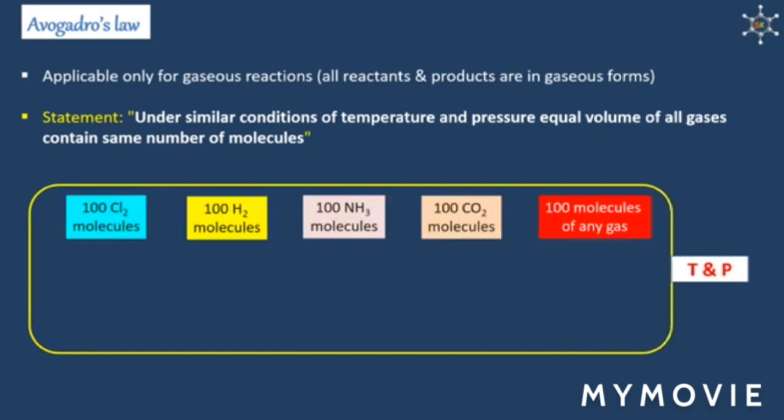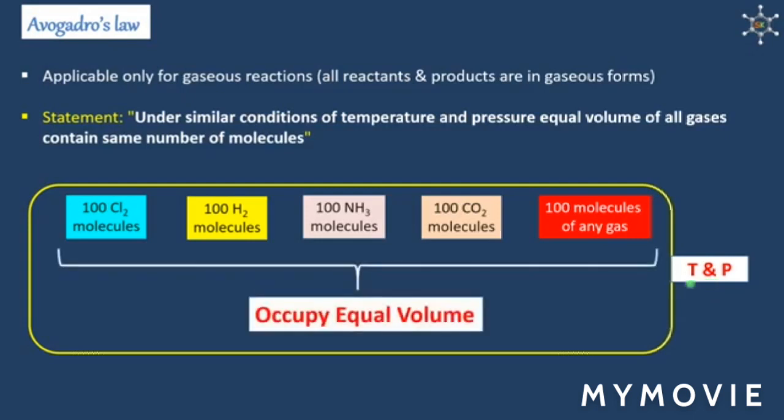Another way of looking at this law: let us consider 100 molecules of chlorine gas, 100 molecules of hydrogen gas, 100 molecules of ammonia gas, 100 molecules of carbon dioxide gas, or 100 molecules of any gas maintained at the same temperature and pressure. It was observed that all these gases occupy equal volume.